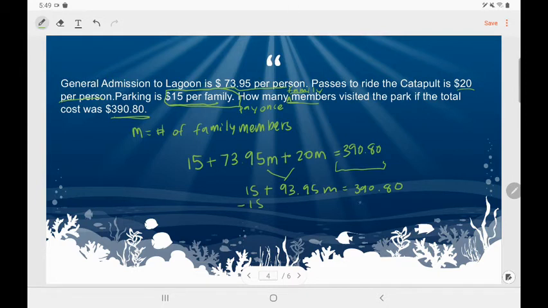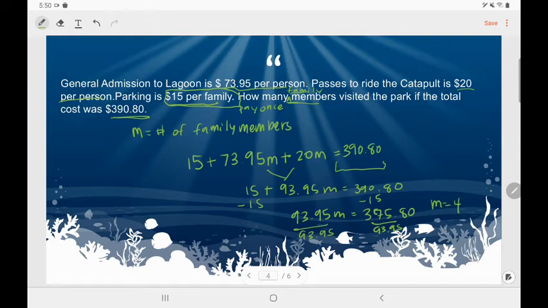And I'm going to go ahead and finish solving this. Minus $15 for parking, $390.80 minus $15 for parking is $375.80. So 93.95 M is equal to 375.80. And now to solve, I'm going to finish by dividing by $93.95. Make sure I type that into my calculator right. And M is equal to 4.